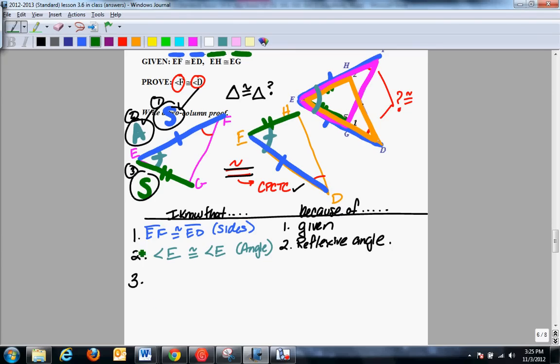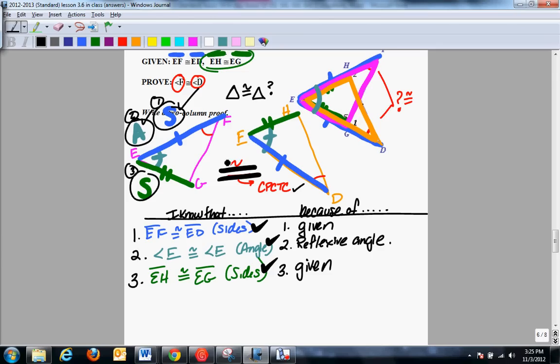Number 3, I know that the other pair of sides, EH, is congruent to EG. And the reason I know that is because it's in the given. Now we have sufficient information. We have a pair of sides, a pair of angles, and another pair of sides. That allows us to say that the triangles are equal.